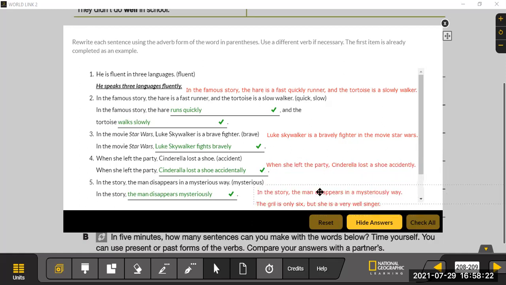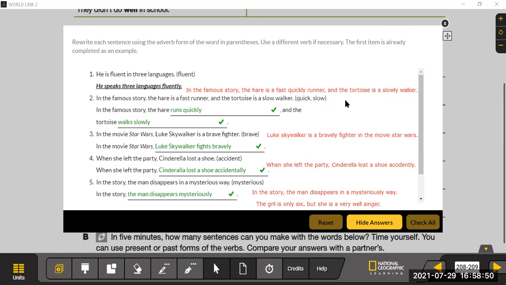Sorry. When she left the party, Cinderella lost the shoe accidentally. That is badly written there. Accidentally. In the story, the man disappears. Sorry. When she left the party, Cinderella lost the shoe accidentally. That is correct, as you see. And number 5, in the story, the man disappears in a mysterious way.